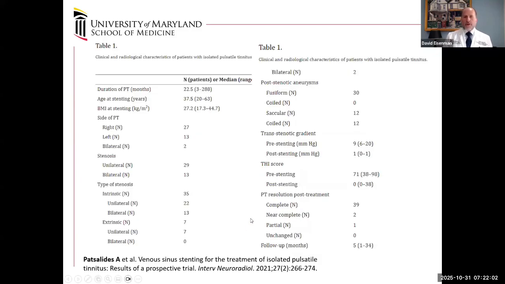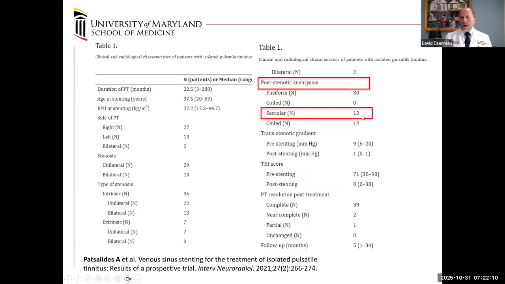He took it one step further in a later study when he looked at those so-called poststenotic aneurysms, or we might call them diverticula. A bunch of them were saccular, but the majority of them were what he called fusiform aneurysms, meaning there was a non-saccular dilation of the proximal sigmoid sinus.